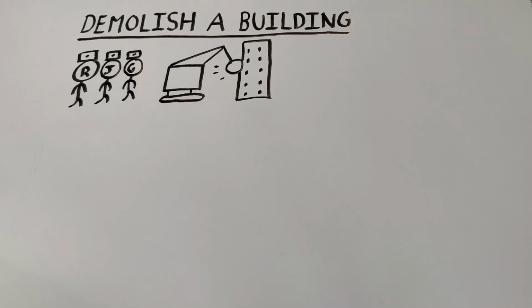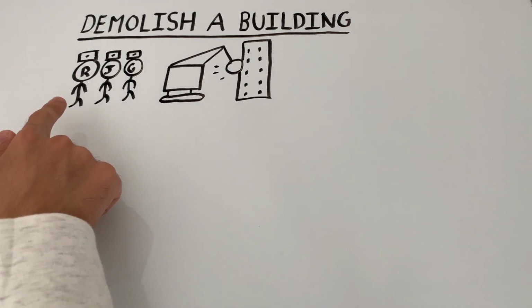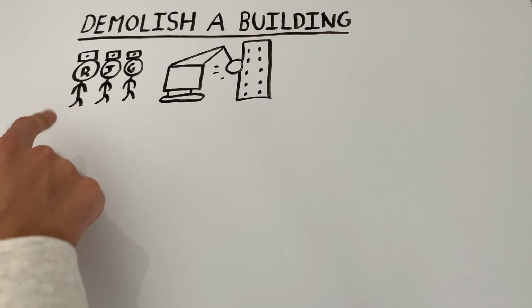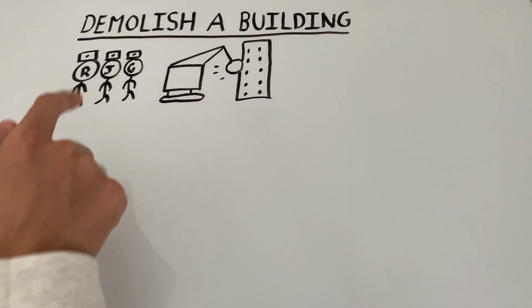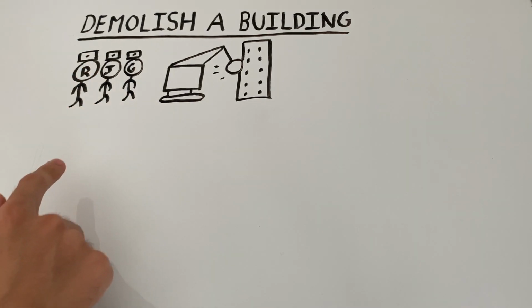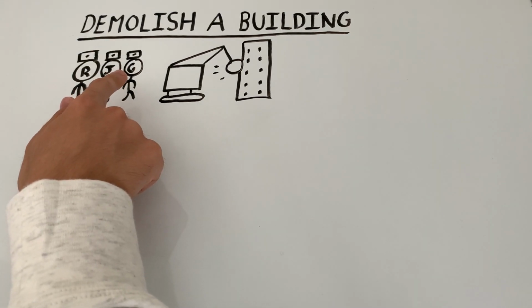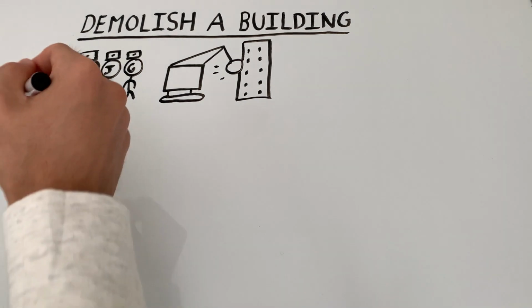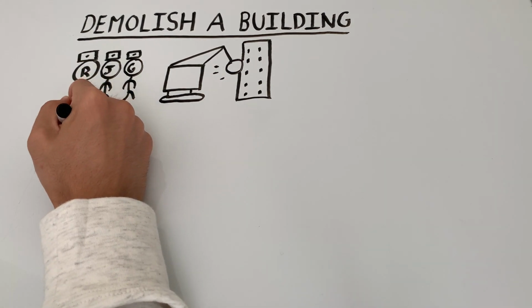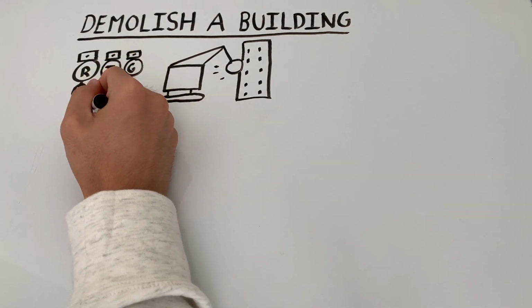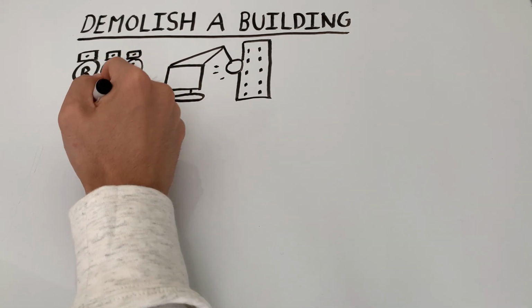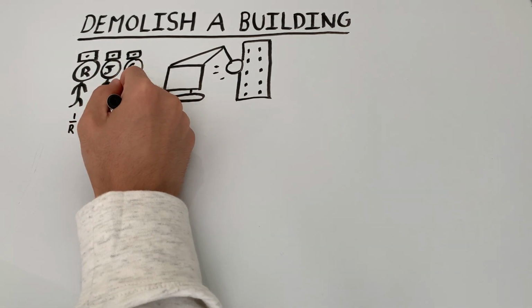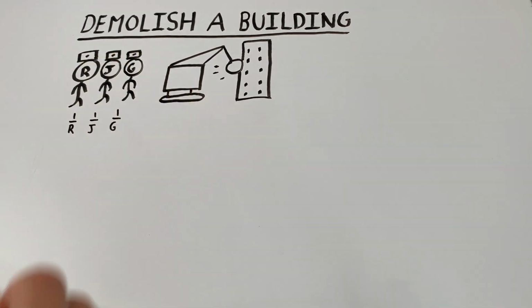Now let's say that when she's working on her own, Rachel can destroy a building in R days. When John works on his own, let's say that he can destroy a building in J days. And let's say that George can destroy a building in G days working on his own. Then that means each day, Rachel will be destroying 1 over R of a building, John will be destroying 1 over J of a building, and George will be destroying 1 over G of a building.